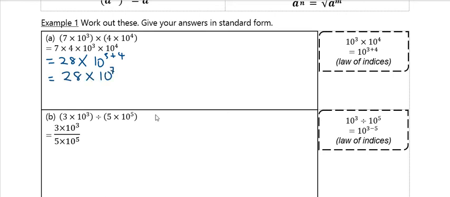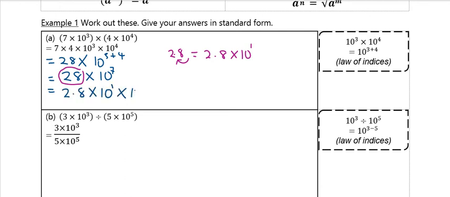Now, let's have a look at your answer here. Is this the final one? Nope, it's not the final one because you have to give your answer in standard form. The problem lies with 28, because 28 is more than 10. So what you do is you do a side working. You have to convert this to standard form. So this is actually 2.8 times 10 power 1. Here you change 28 into 2.8 times 10 power 1.